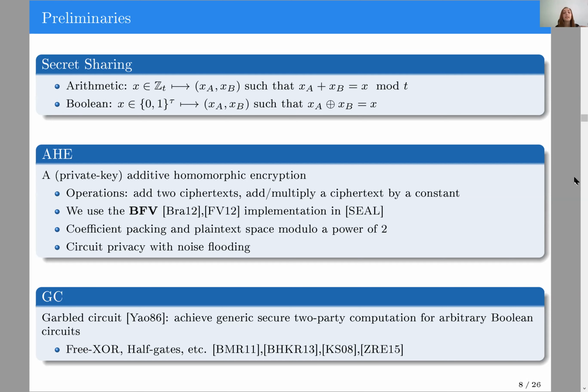So in SANNS, additive homomorphic encryption is going to be used, as in previous work, mainly to compute the distance between the points and the query. And GC is going to be used mainly for the top-k selection.